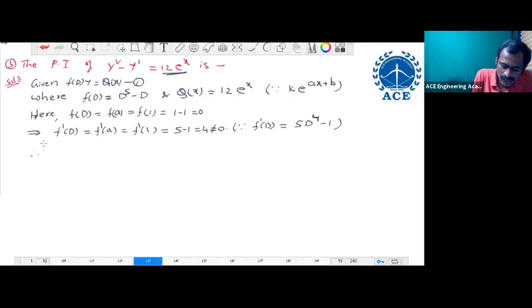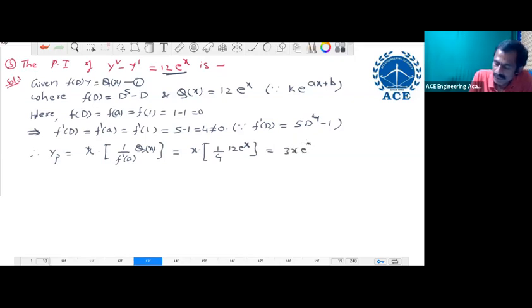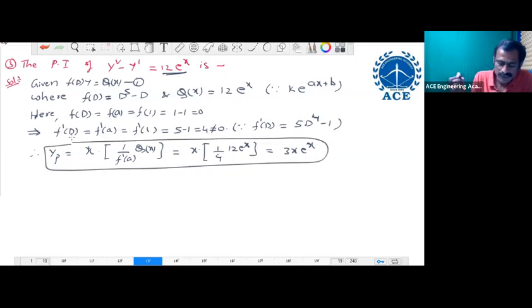Therefore, yp equal to x into 1 by f dash of a, of Q of x, equal to x into 1 by f dash, that is 1 by 4, Q of x is 12 e power x, equal to 3x e power x. This is the answer.